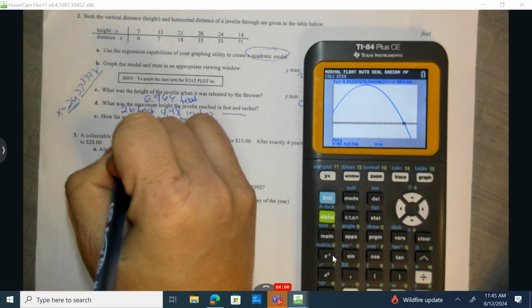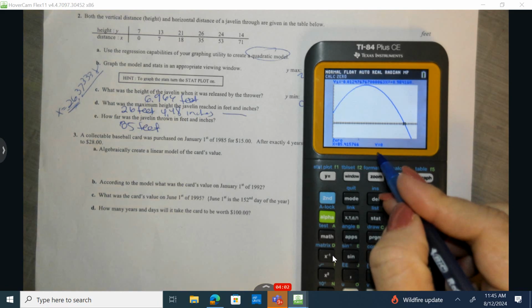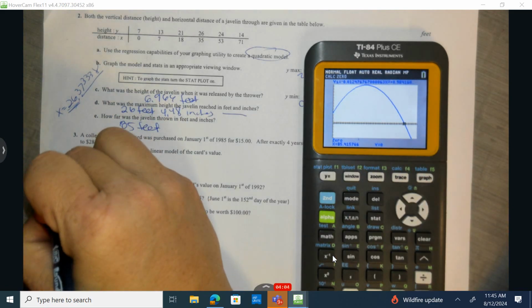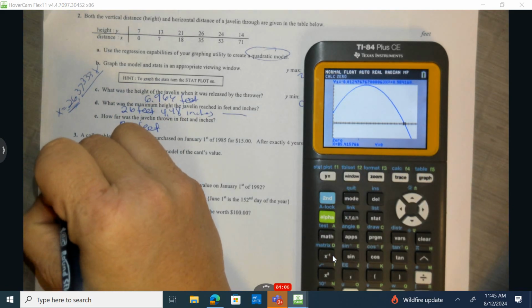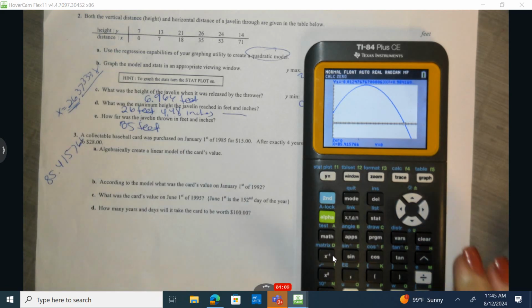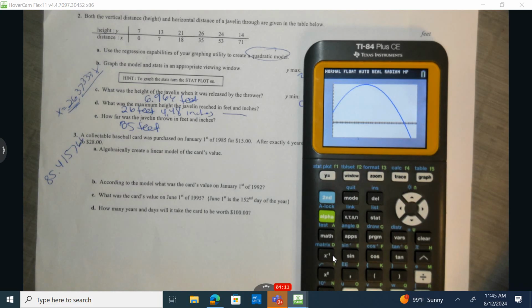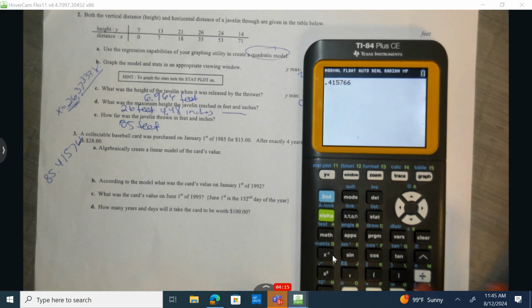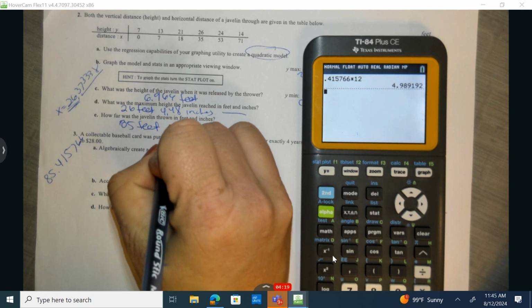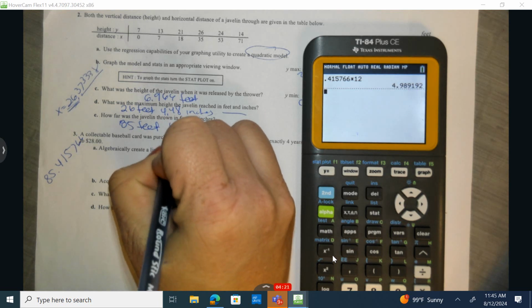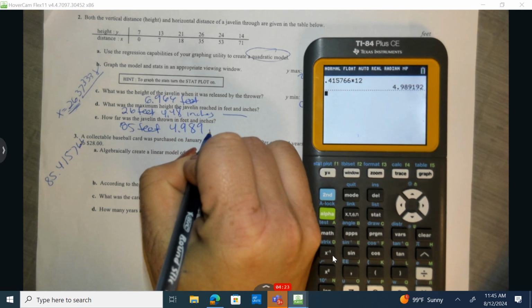So we're at 85 feet, but notice we have this partial point, and I got to write this down, 85.4157666. So this is the partial, and I can clear it out, 0.415766. Again, how many inches are in a foot? There is 12. So we have 85 feet and 4.989 inches.